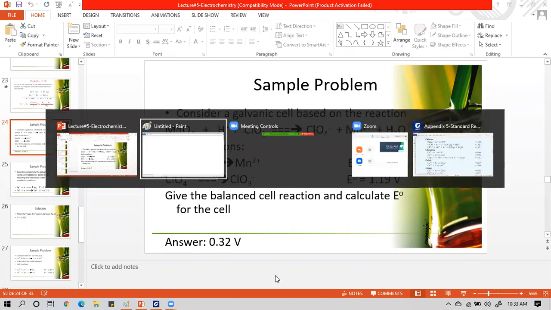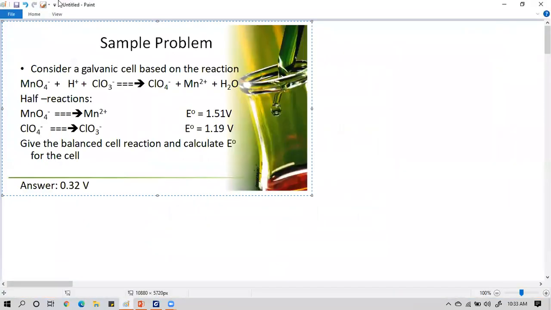Okay, consider the galvanic reaction of this galvanic cell. Now, in this reaction, we will not discuss the element itself, but rather this is a redox reaction, so you will balance this using the electrons, which you will see later. Okay? Now, give the balanced cell reaction and calculate the E naught for the cell. So these are the overall reaction.